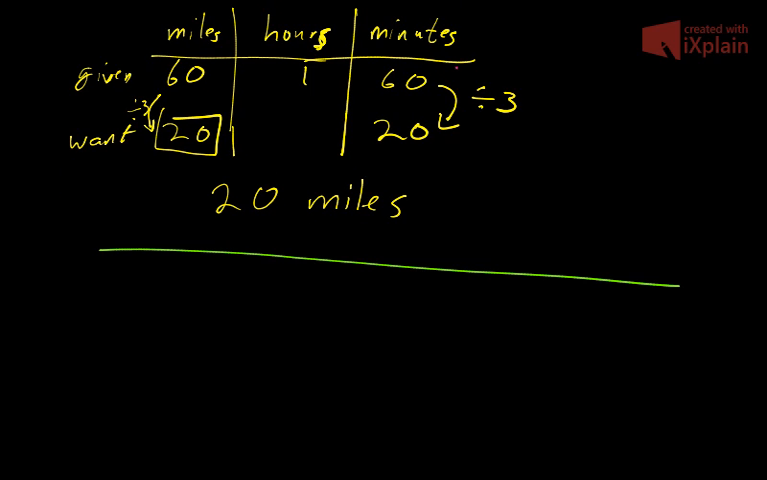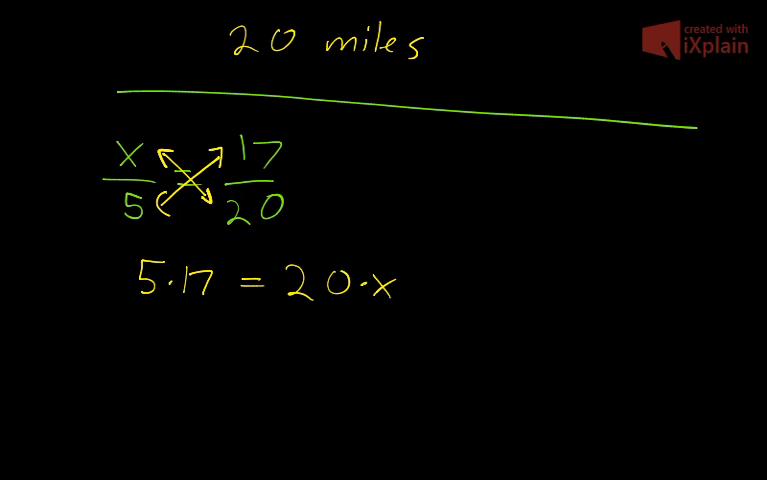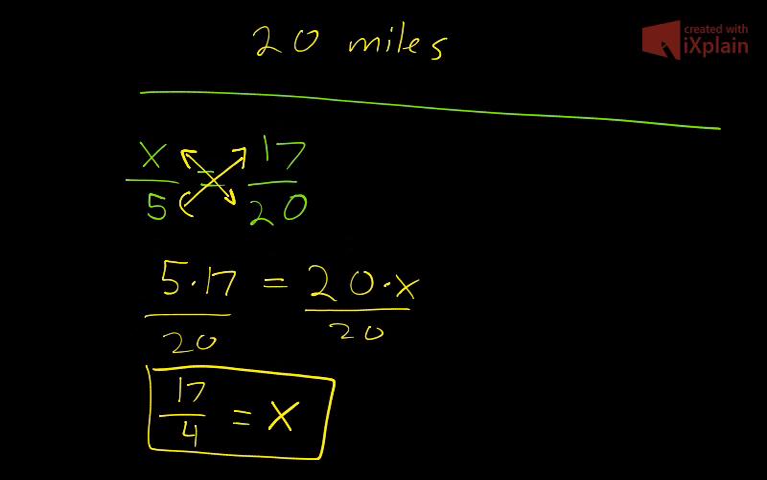If I have something that looks like x over 5 equals 17 over 20, what I'm going to want to do is this thing called cross multiply. Cross multiplication is where I multiply across my fraction. So I'm going to multiply my 5 times 17, and then I'm also going to multiply my 20 times x. To get x alone, all I have to do is divide both sides by 20, and I would end up getting 17 over 4 equals x. Again, I multiplied diagonally the 5 and the 17, and then the x and the 20. That got me 5 times 17 is 20 times x, so x is 17 over 4.